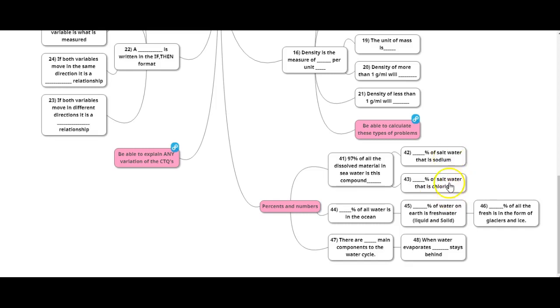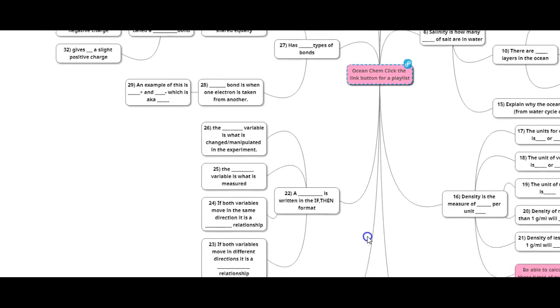Over here, this does not equal 100%, but again, out of all this, about 55% of it is chloride, about 30% of it is sodium. Coming over here, 97% of all water is inside of the ocean. 47, we're going to go ahead and say that there are 3 main components of the water cycle. This kind of relates back to one of the questions up above. When water evaporates, the salt stays behind. 45 and 46, I'd like you to go on Quizlet, take a look, and find out what they are.